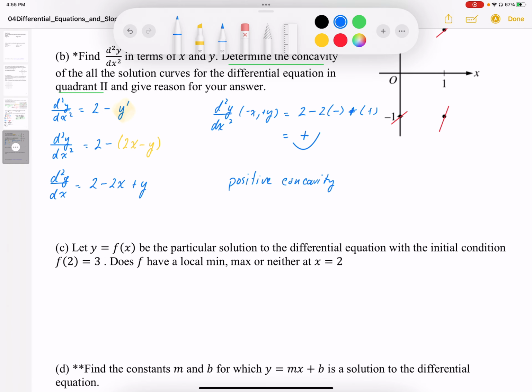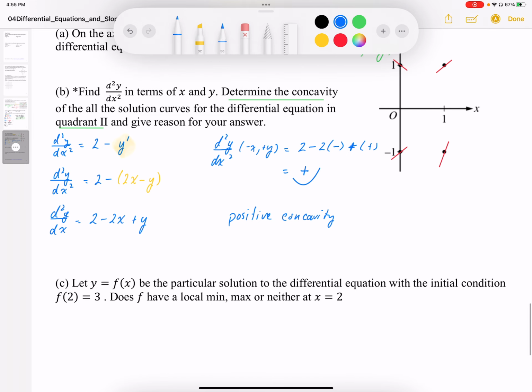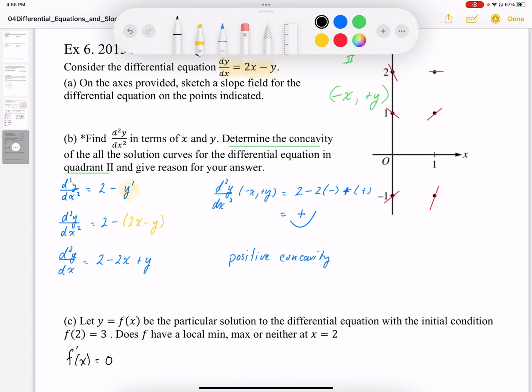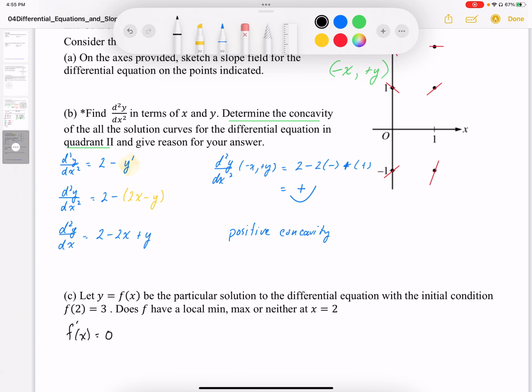For part C, it says, let f of x be the particular solution to the differential equation with initial condition f of 2 equals 3. Does f have a local min, max, or neither at x equals 2? Well, for something to have a local min or max, the first derivative must be equal to 0. So we know that f prime, or in this case y prime, or dy/dx, is equal to 0. So what we want to do is find y prime when x is 2, y is 3.